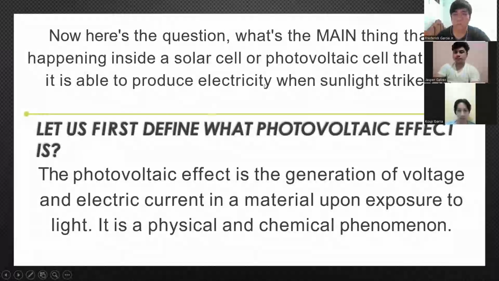Nasa na ba sa inyo yung slide? Components of a solar cell. Components pa lang. Wait.